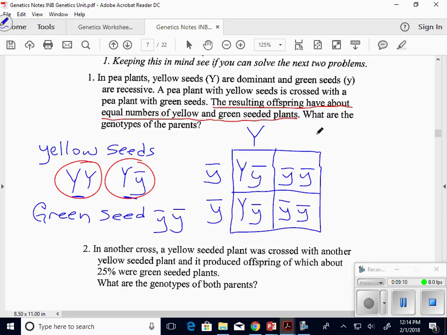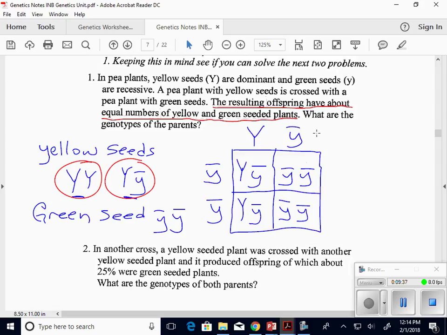So let me erase that. I can put in that lowercase y. Ladies and gentlemen, you have just worked a backwards Punnett square. You've taken the offspring to help determine what the parents were. Wasn't too tough, was it?